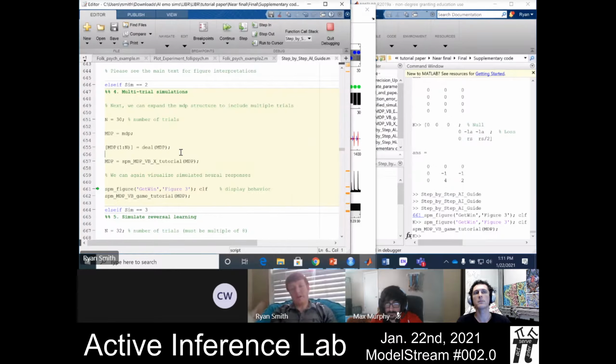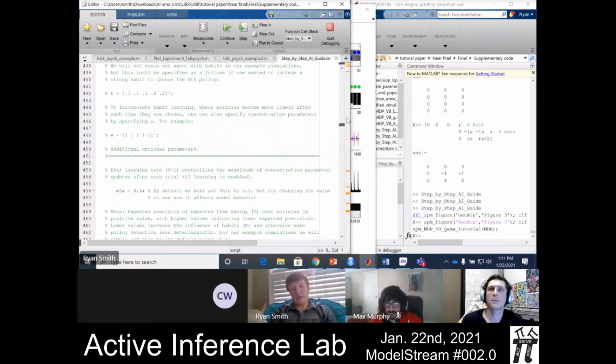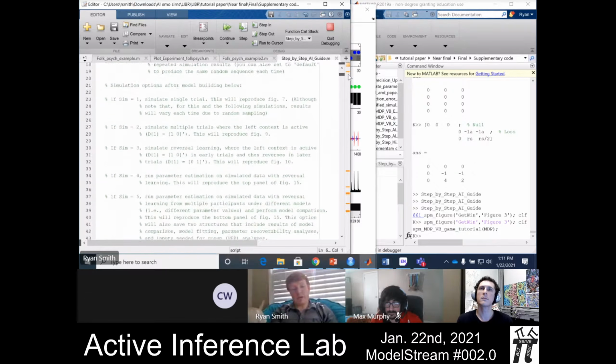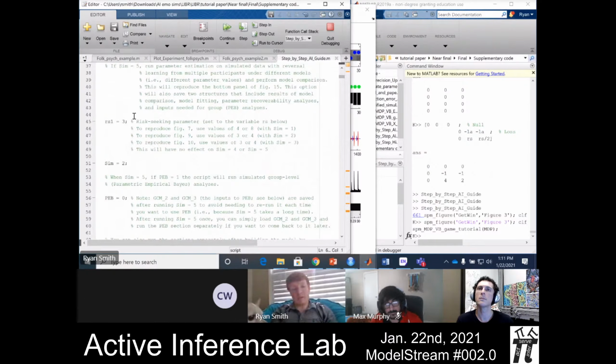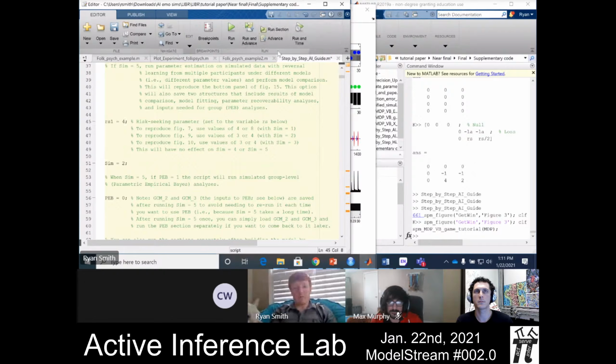So that's how to read this. So it learns, but look what happens if I instead make the agent a little bit more risk-seeking. I make the subjective value of winning $4 higher, and I do that just by setting RS to 4 instead of 3 in this case.